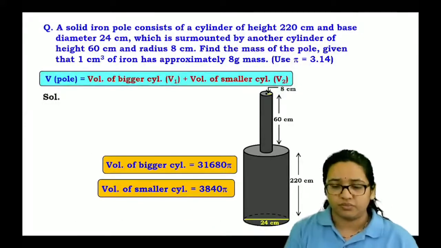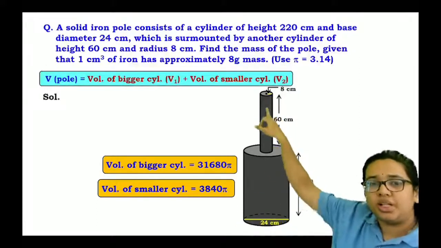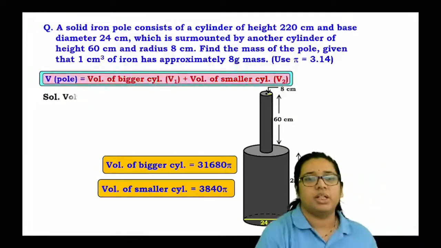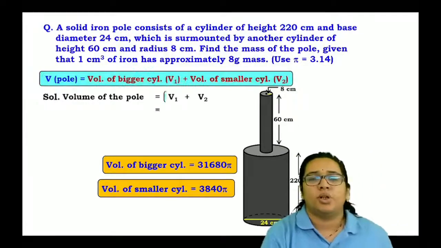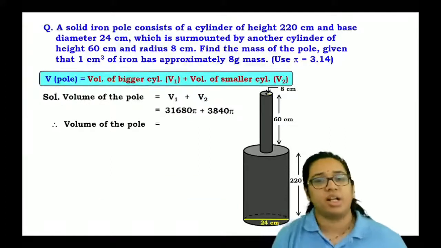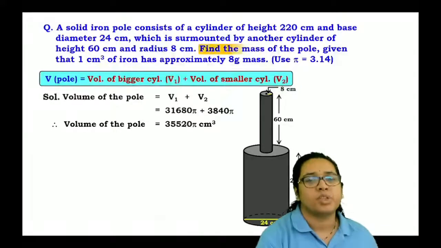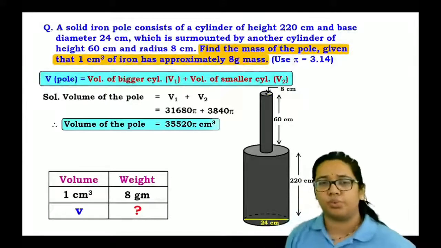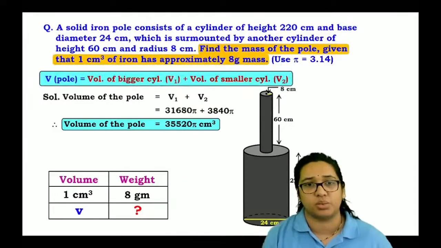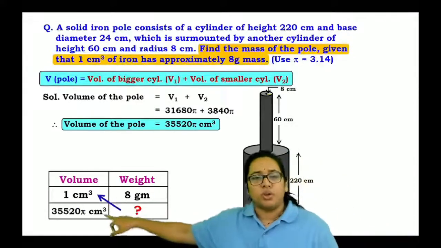After solving this, you will get the volume of the smaller cylinder will be 3,840 pi. So we just have to add these two volumes so that you will get volume of the whole solid. Hence, volume of the pole will be 31,680 pi plus 3,840 pi. So the total volume of the pole will be 35,520 pi cubic centimeter. Okay. So total will be this.